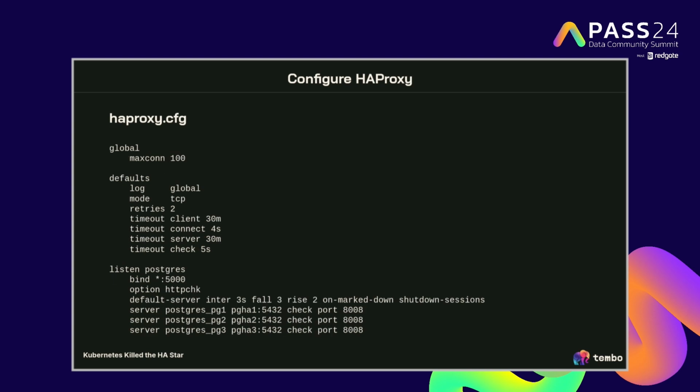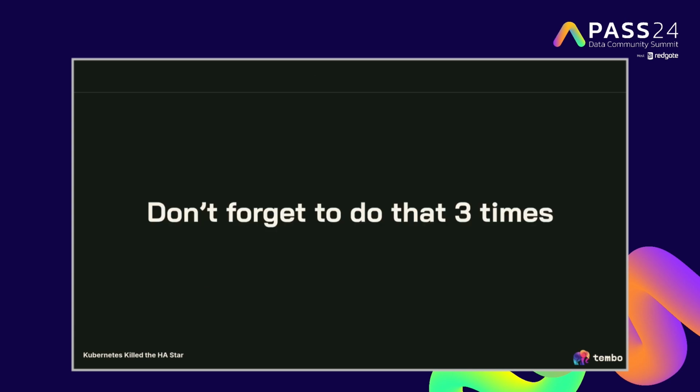And then HA proxy is thankfully simple. You can just copy and paste this one, but it has to be on all 3 systems. Don't forget. I'm being serious here, because the quorum part is the most important element of Patroni. It's what makes it work.